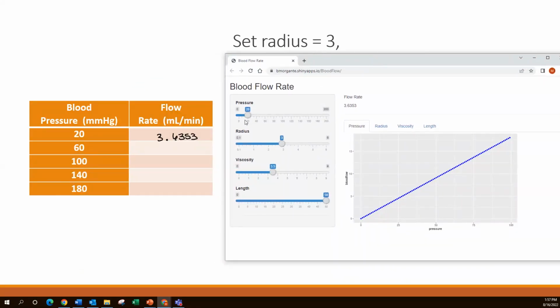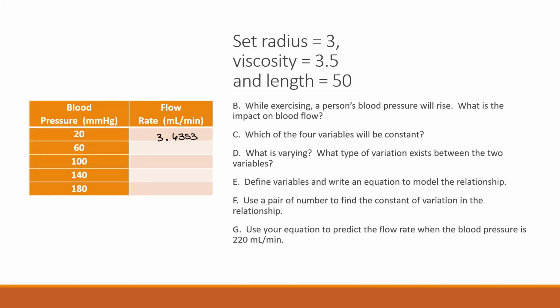We're going to change that blood pressure up to 60. When we change that slider to 60, I see that over here the flow rate has changed dramatically. It is now 10.9058.